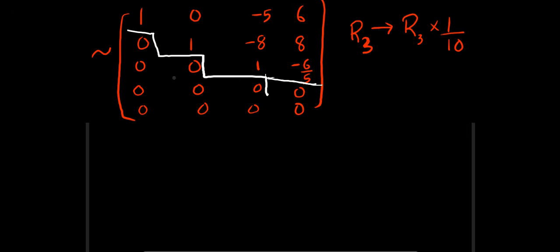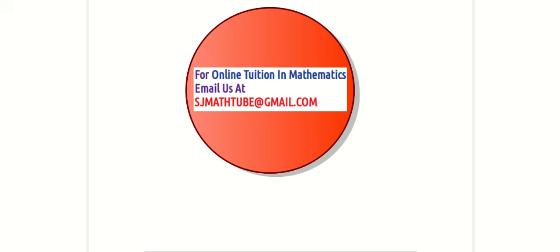Okay, so tell me how many non-zero rows are there. So the first row is non-zero, the second row is non-zero, the third row is non-zero, but the fourth and the fifth are 0 rows. So in echelon form, rank is equal to number of non-zero rows, and in this question, it's equal to 3. So I'm going to end this video right here. So I hope you understood the concept of echelon form.